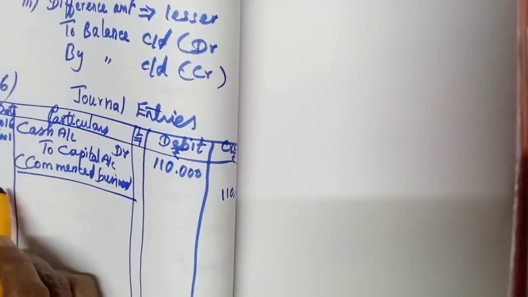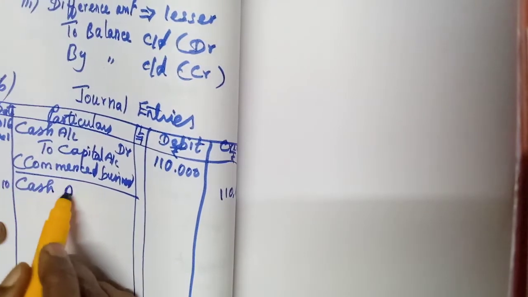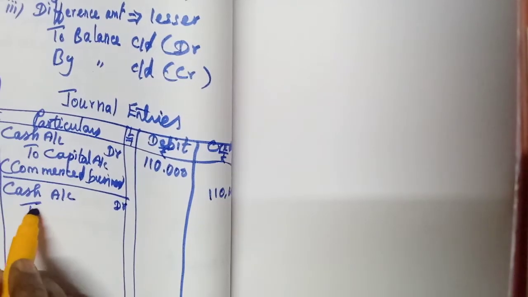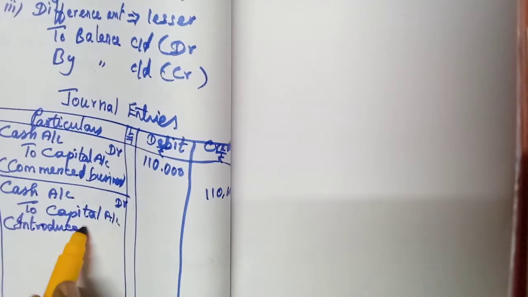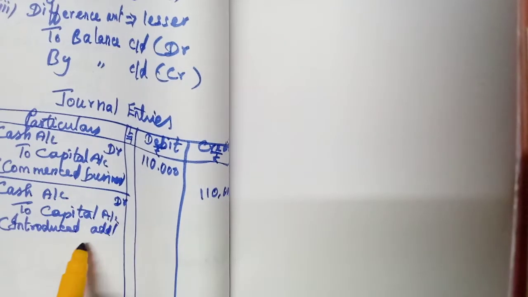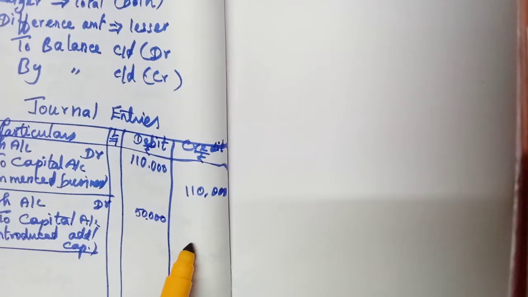Next, introduced additional capital. Again, same journal entry. Okay, date you write 10. Cash account debtor to capital account. Again, what is the narration? Introduced additional capital. Okay, you write full words. Okay, clearly 50,000.